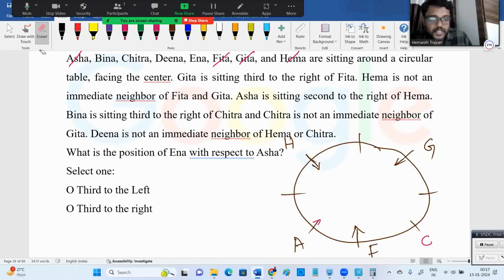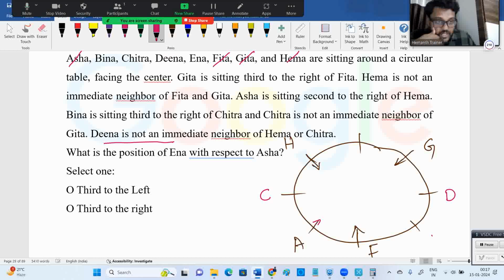Now first think about Dina. Dina cannot be a neighbor of Hema or Chitra. Dina cannot be here. Dina should be one among these. If Dina is here or here, Chitra should be a neighbor of Dina. So Chitra should be here. Third right Beena, Dina here, and one person left over is Ina here. So perfect arrangement, all complete.